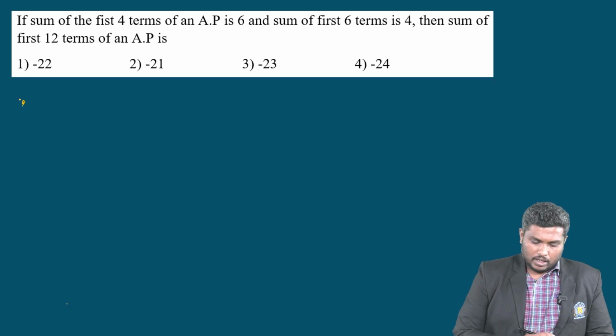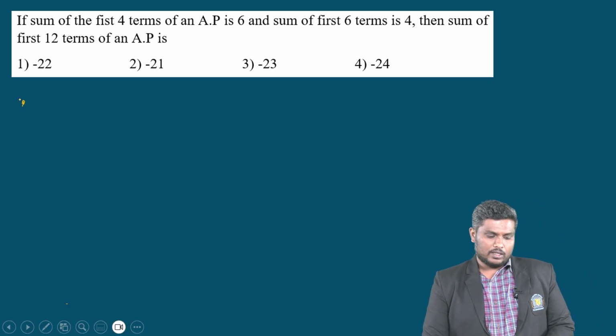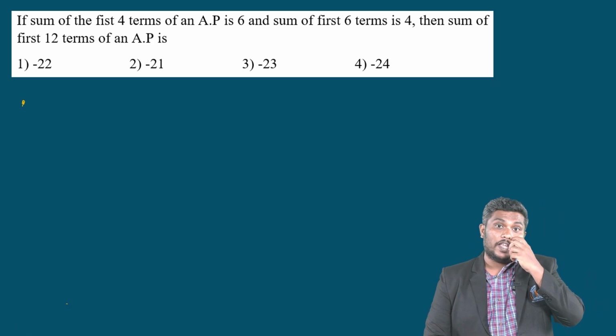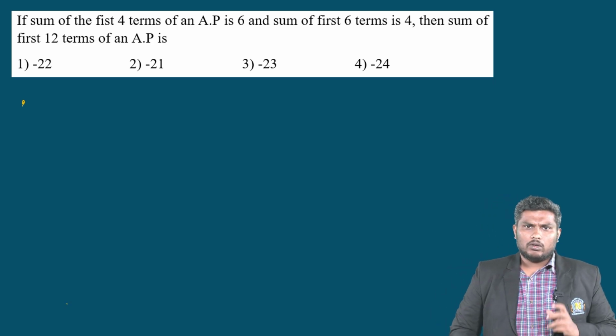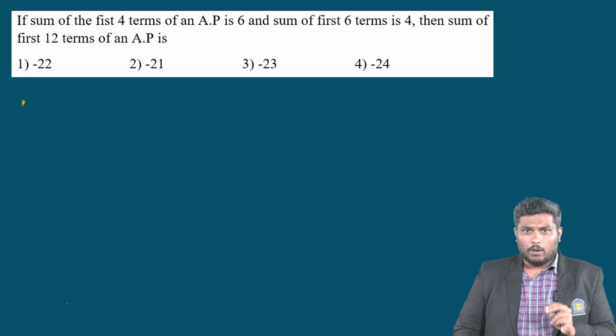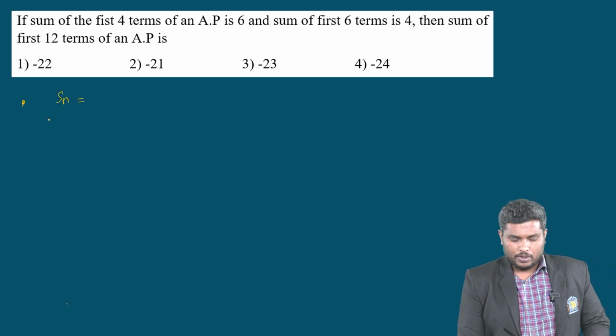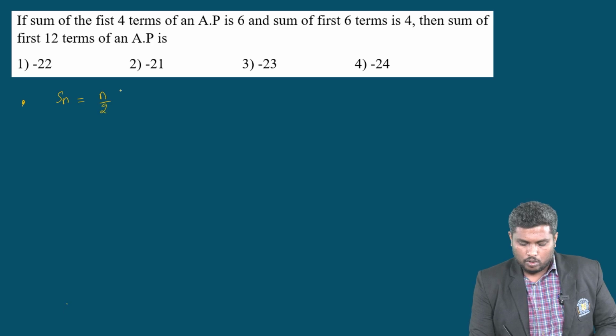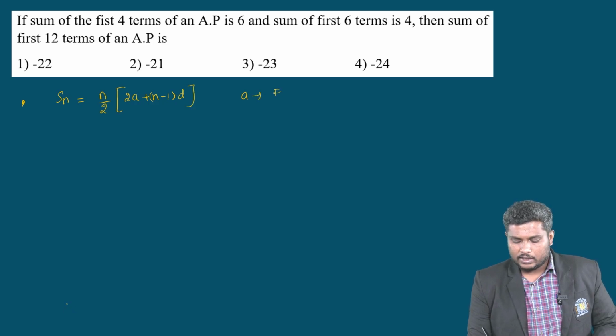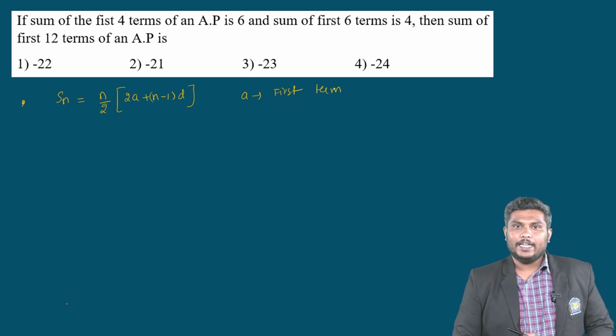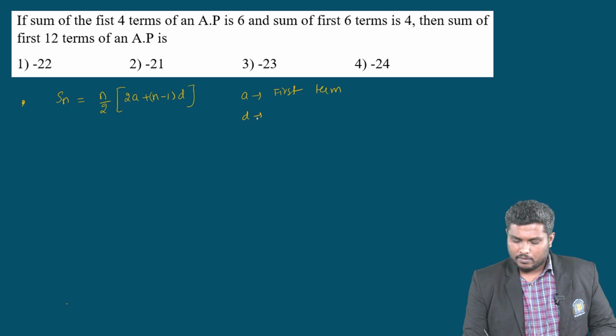So the given information here is the sum of the first 4 terms of an AP is 6. So it is just one basic formula. Sn, the sum of n terms of an AP, will be n by 2 into (2a plus (n minus 1) into d), where a is the first term and d being the common difference.